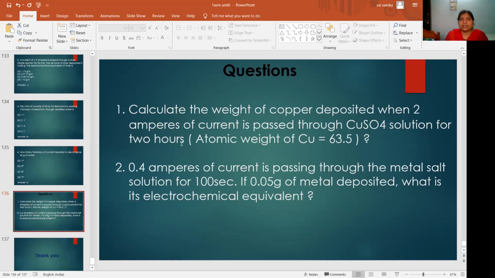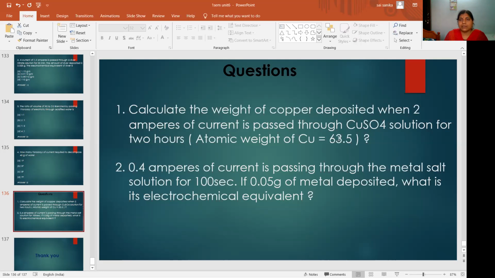So 1 hour is how many minutes? 60 minutes. 1 minute is equal to how many seconds? 60. Like that you have to convert into seconds. Then only you have to go to the problem. So weight, current, and time are given. Atomic weight is also given.